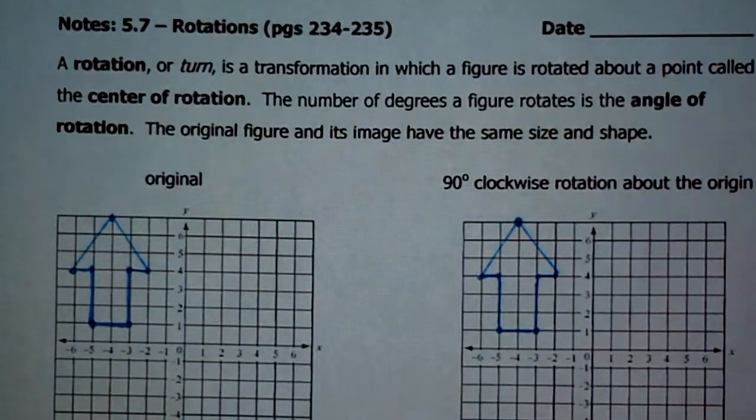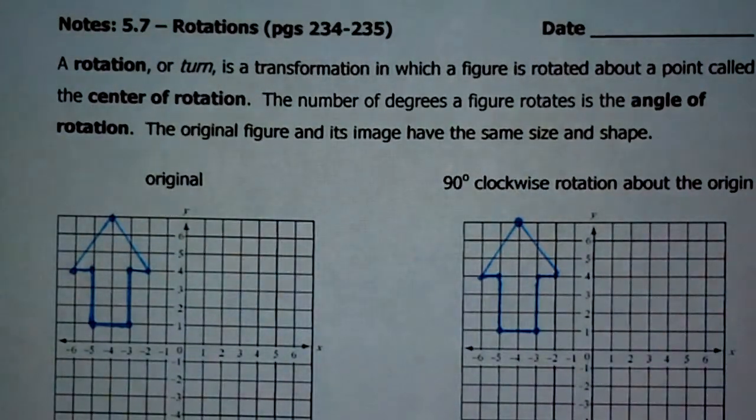5.7, the last kind of transformation, is called a rotation. You probably have heard of it as a turn. The proper name is rotation. It's a transformation in which a figure is rotated about a point called the center of rotation.